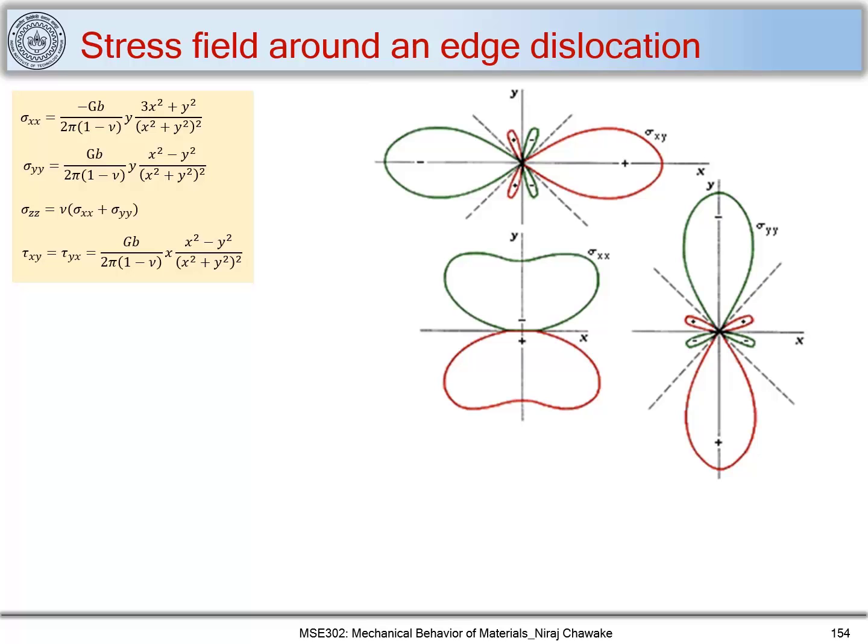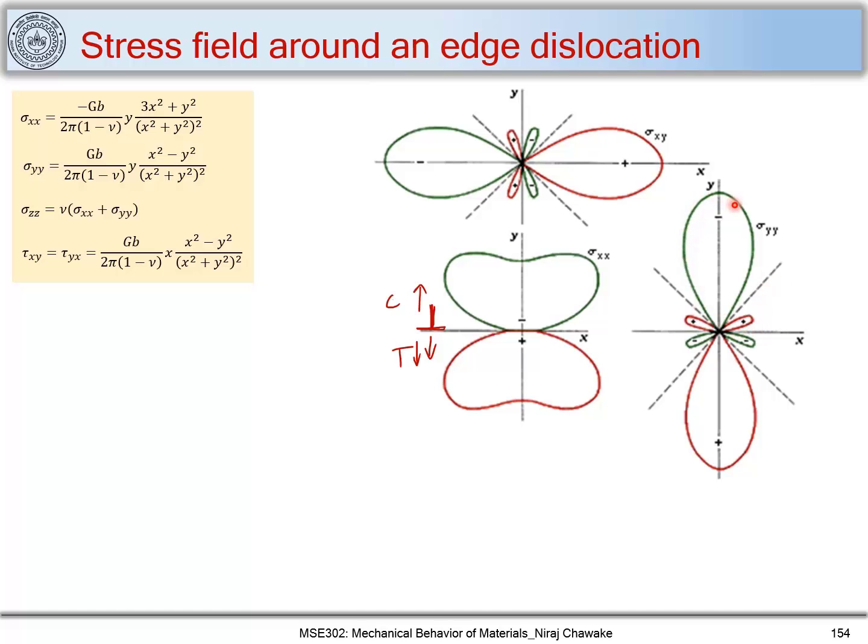So when we have a dislocation here, we have a compressive stress here, which is the extra half plane, and below the half plane we have tensile stress. This is what is being represented over here. So we have a compressive stress field where there is an extra half plane, and below the extra half plane we have tensile stress.